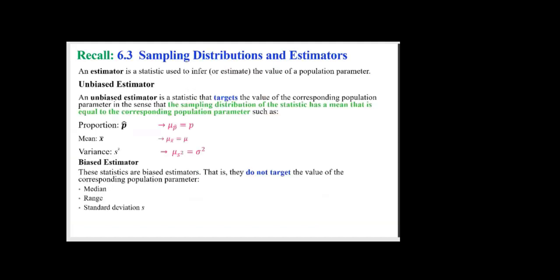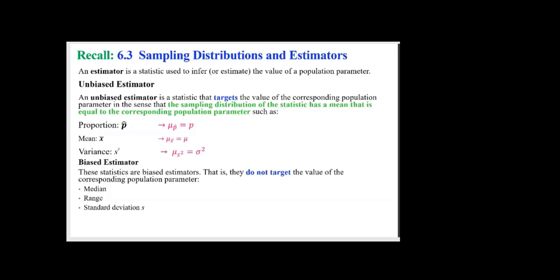Then we looked at estimators, and we said when it comes to population parameters, normally we don't have access to them. Where do we begin? We begin with sample statistic. So for P, we use P hat. For mu, we use X bar, so on and so forth.